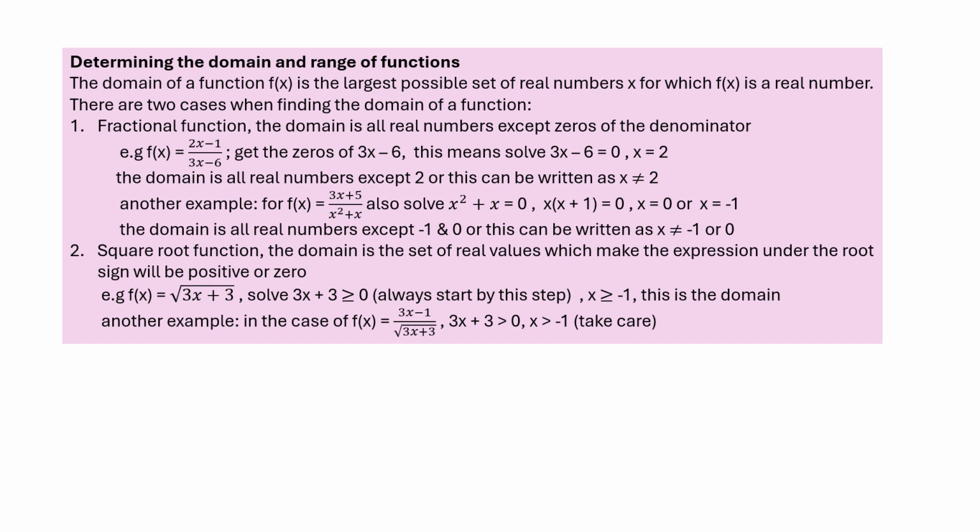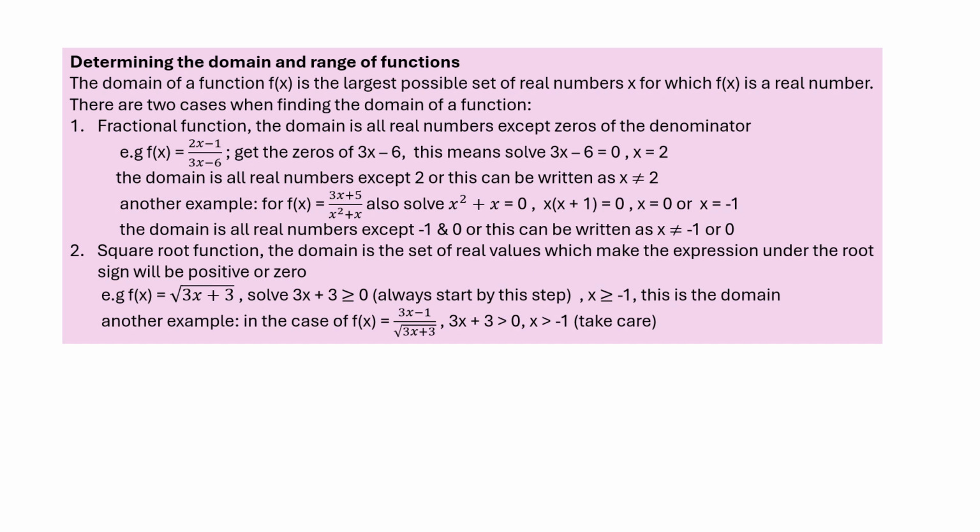Another example, f of x equals (3x plus 5) over (x squared plus x). Solve x squared plus x, which is the denominator, equals 0. You take the common factor like a normal equation, and you will get two solutions, 0 and negative 1. The domain is all real numbers except negative 1 and 0, or you can write x not equal to negative 1 or 0.